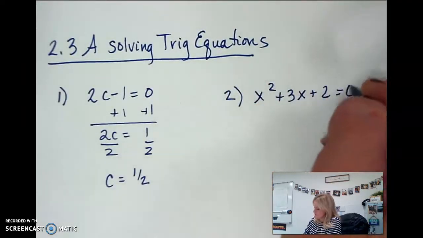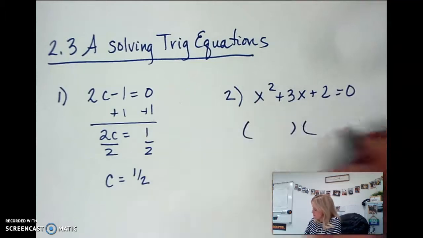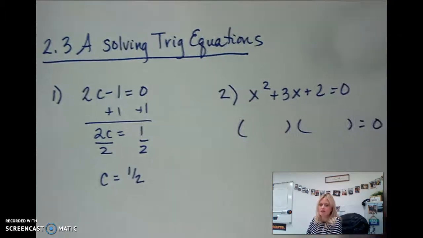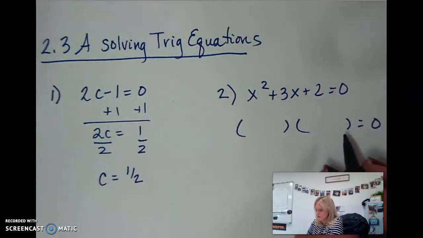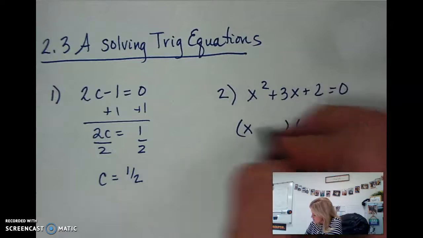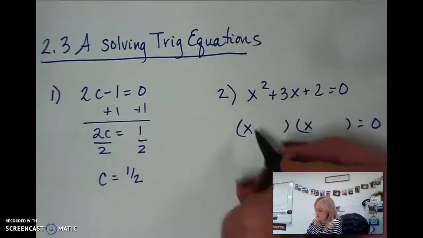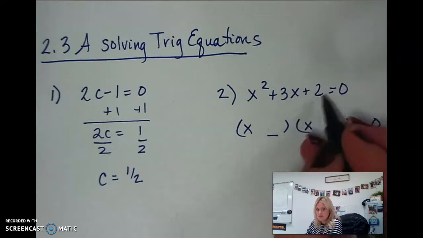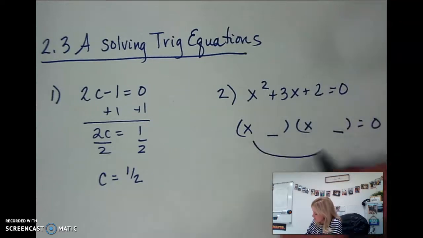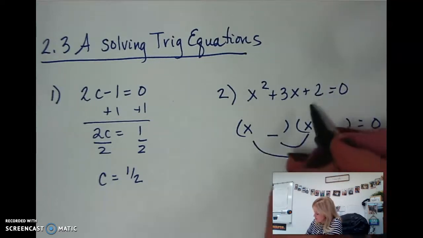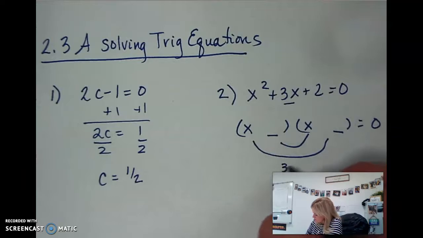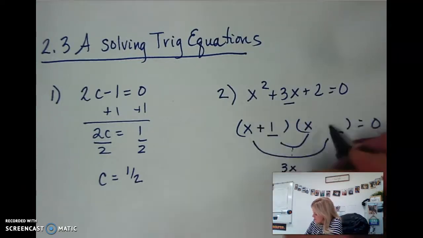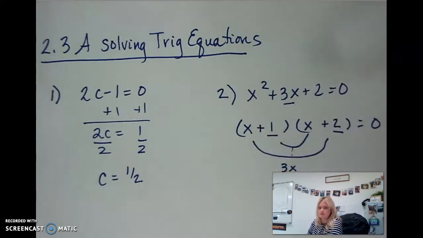Well, if you remember, with quadratic equations, you're working backwards, like using the zero product property and FOILing. So what times what gives us an x squared? And then my lasts need to multiply to give me a positive 2, and my inners need to add up to give me the positive 3. So the 3x comes from adding these two together. So that's a positive 1 and a positive 2.